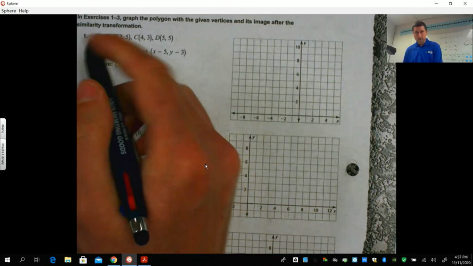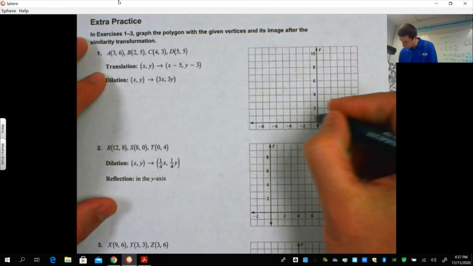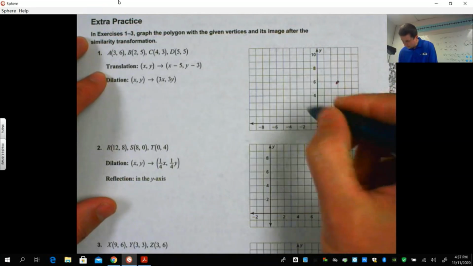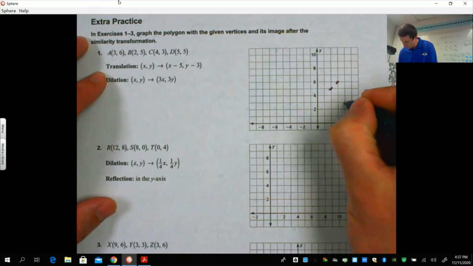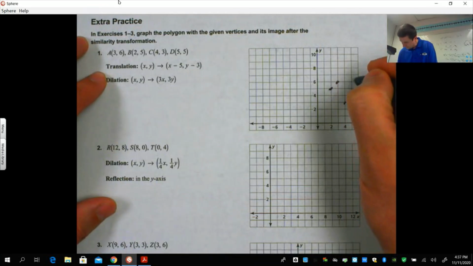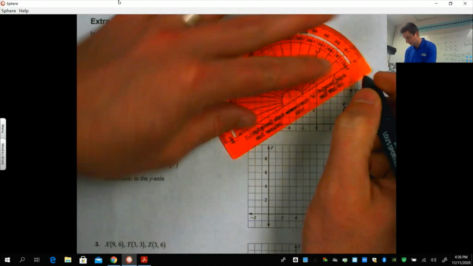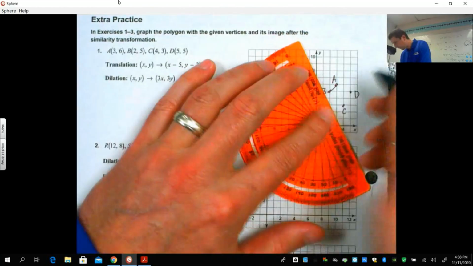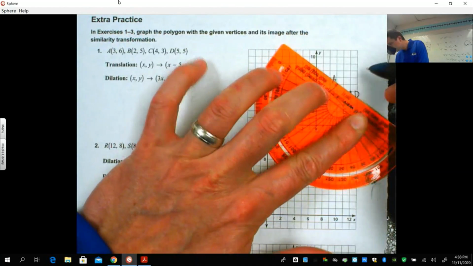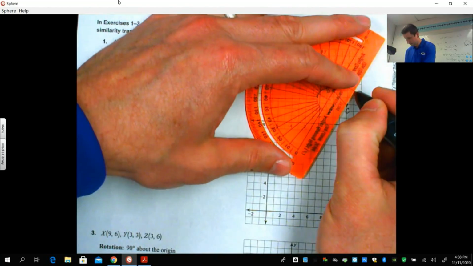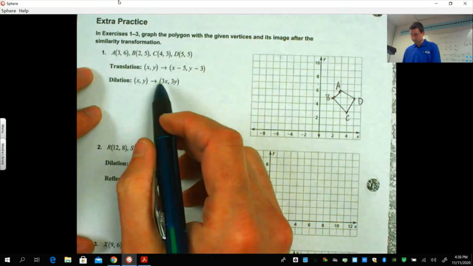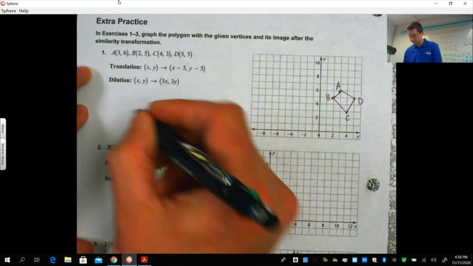Let's start. I'm going to draw my initial one in black. So A is at (3, 6). B is at (2, 5). C is at (4, 3). And D is at (5, 5). So A, B, C, D. There's my quadrilateral. So the first thing we're going to do is a translation. It's going to go 5 units left and 3 units down.